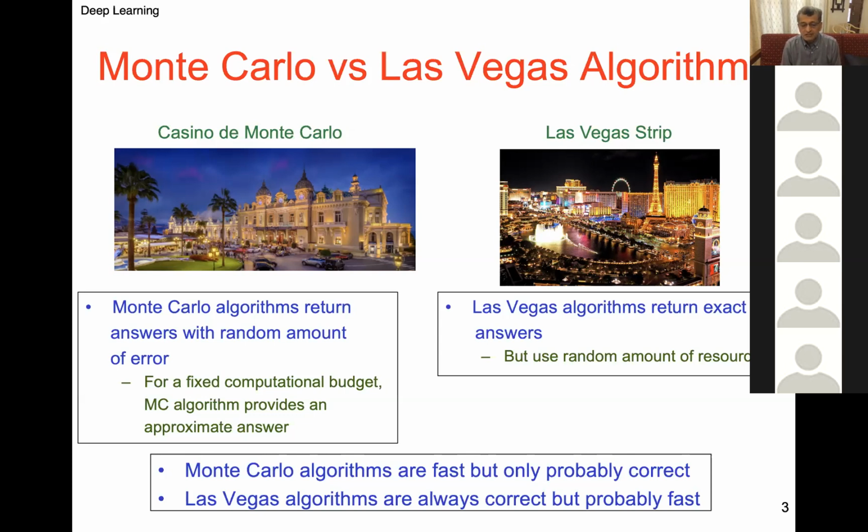Monte Carlo algorithms are fast, but only probably correct. So they quickly give you an approximate answer, which is usually what we are happy with. Las Vegas algorithms are always correct, but probably fast. We design them to try and give us an answer as quickly as possible, but it might take a variable amount of time.